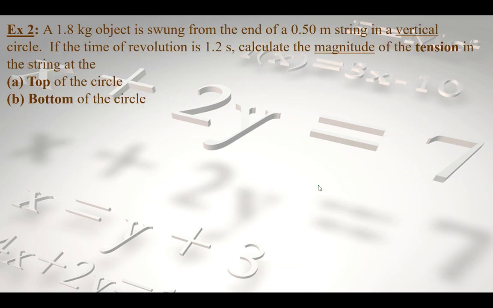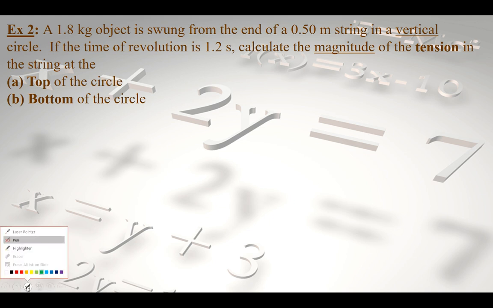Okay, let's do one more. So I have a 1.8 kilogram object being swung from the end of a 0.50 meter string in a vertical circle. A vertical circle just means that the direction in which you're spinning would be perpendicular to the ground, okay? So this actually matters because the force of gravity is going to have an effect on what's happening here. Now it tells me the time of revolution, which is the period. It's 1.2 seconds, and it wants me to calculate two things: the magnitude of the tension of the string at the top of the circle and at the bottom of the circle.